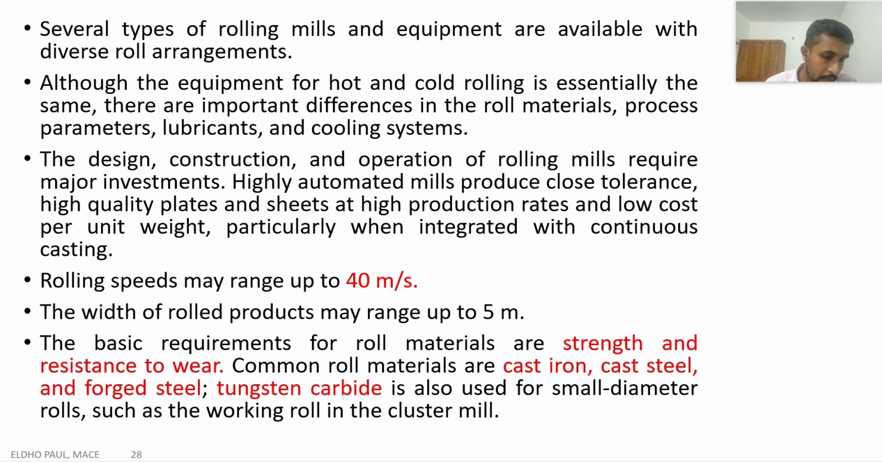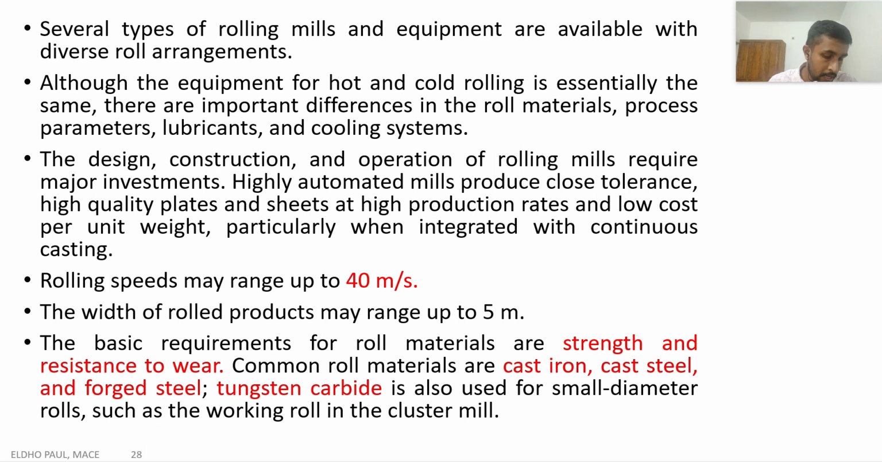There are several types of rolling mills and equipment available with diverse rolling arrangements. Although the equipment for hot and cold rolling is essentially the same, there are important differences in rolling material, process parameters, lubricants and cooling systems. The design, construction and operation of rolling mills require major investment. So a huge investment is required for the rolling operation, and we get a high production rate from the rolling process.